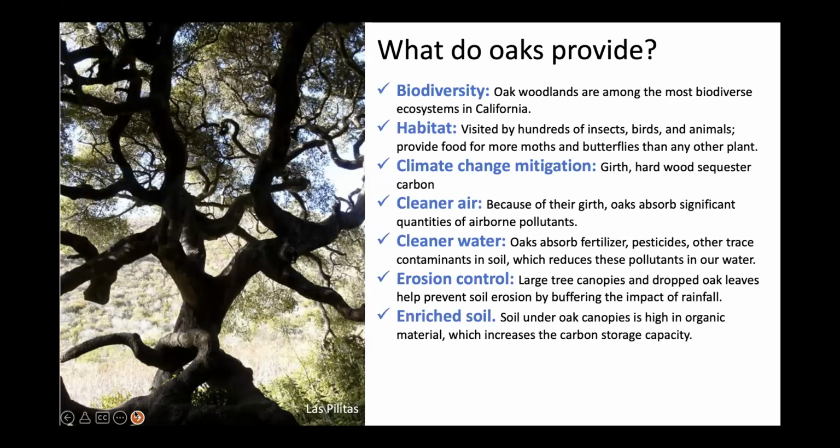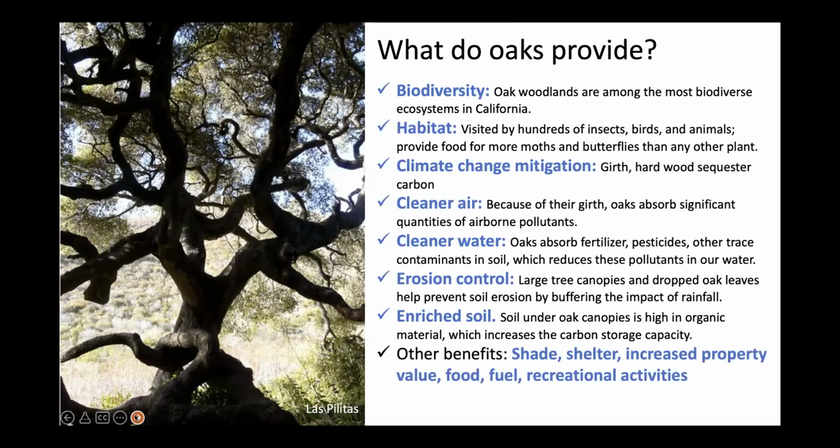It enriches the soil. In fact, the soil under oak canopies is incredibly high in organic material. And this increases its carbon storage capacity, again, carbon sequestration. And I just want to mention there how incredibly important it is to leave those dropped oak leaves. And we'll talk about that in a second. And of course, there are all those other important benefits. They provide shade and shelter, increased property value.